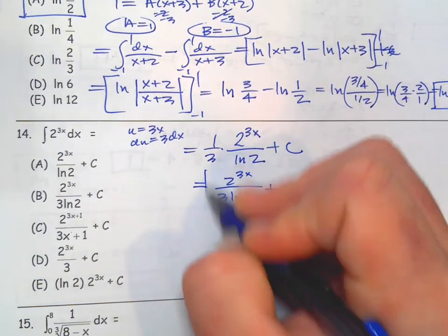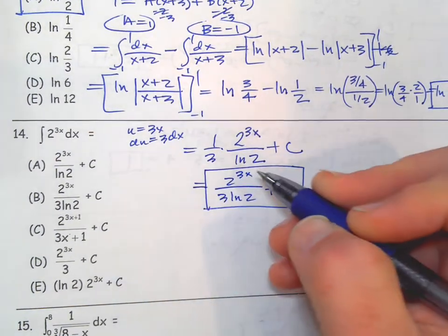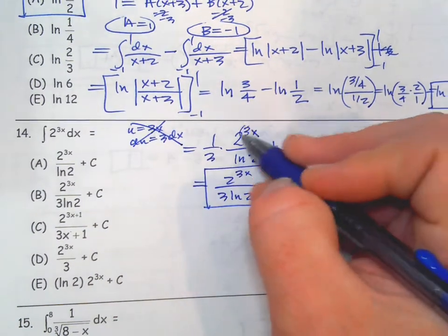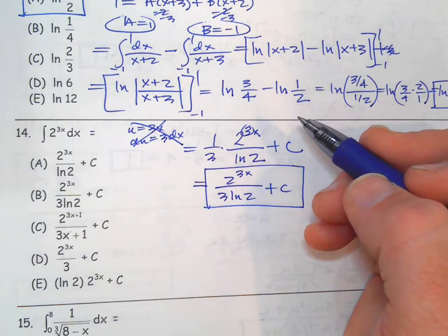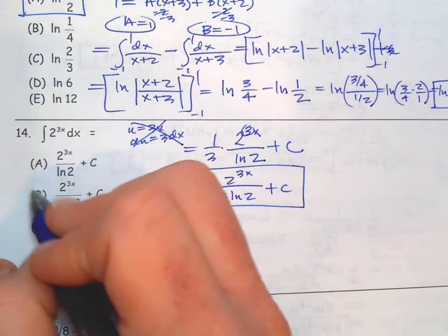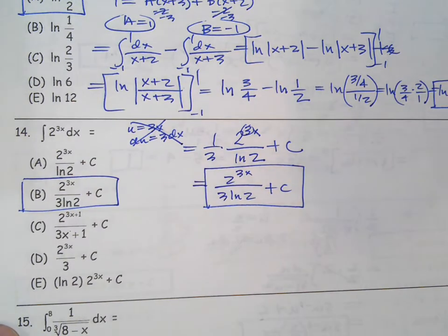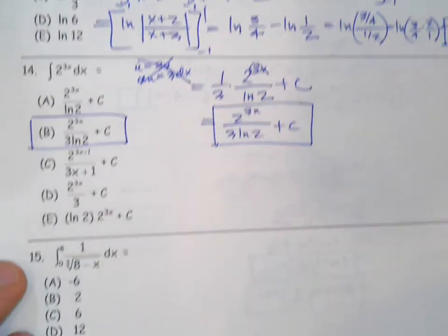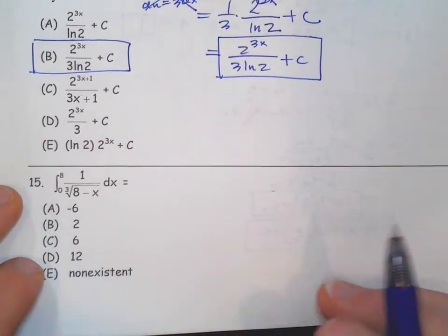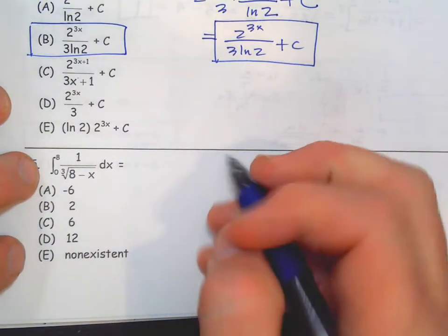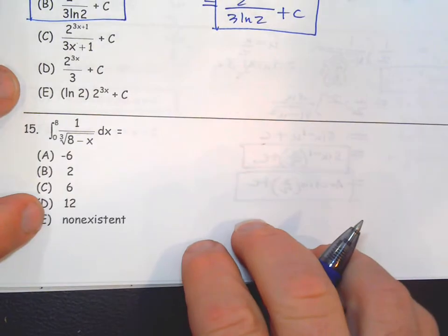So nothing really fancy here. I didn't even end up using u-substitution because it's just an extra constant that pops out. But I think answer B is what we want. So that's just the derivative of an exponential backwards. It doesn't have base e, so it's kind of special. Okay, 15.